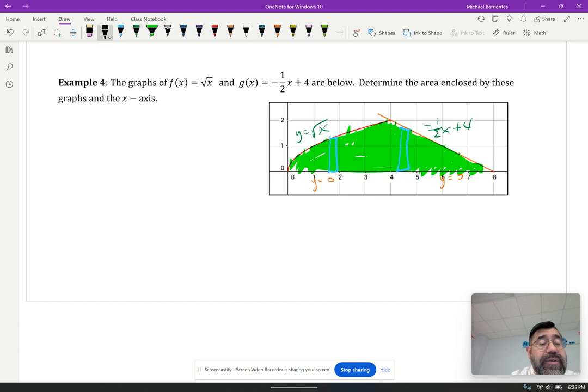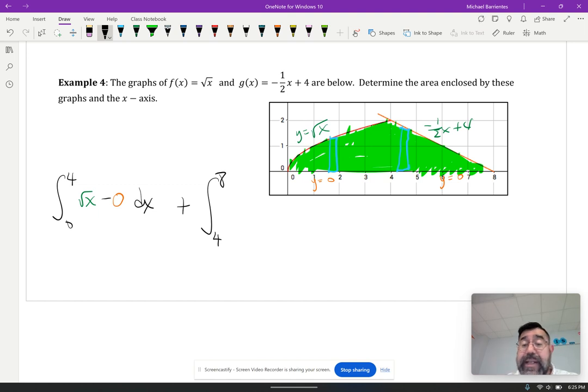So I have to set up two integrals. One of them is going to go from 0 to 4. And then I'm going to add it to the other one that goes from 4 to 8. And that's because in the first part, this is the top minus this is the bottom. And I can put the dx to close that out. And then in the other section, this is the top. And I'll put this in parentheses, minus, and then the 0 is still the bottom. And I'll call that dx.